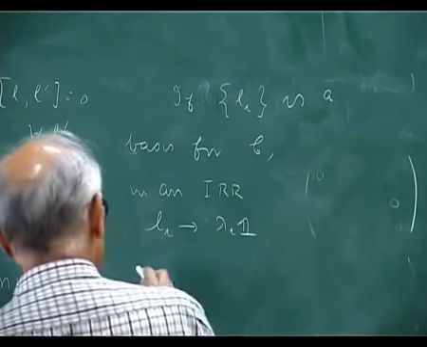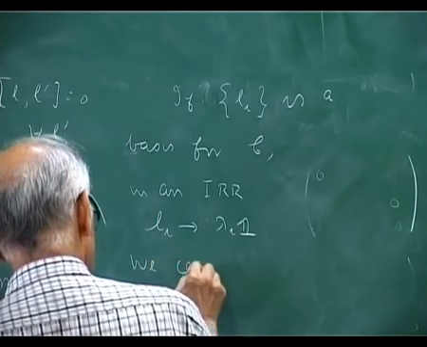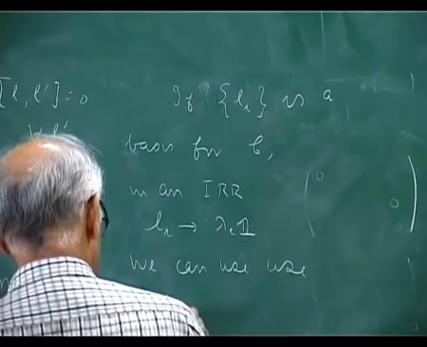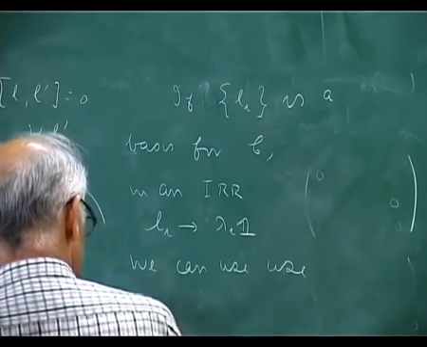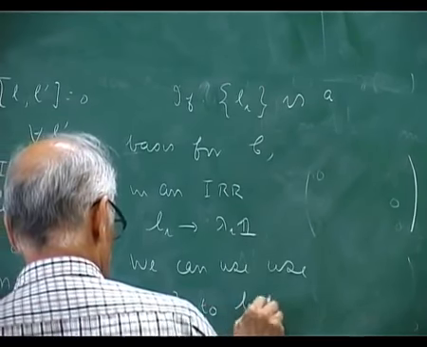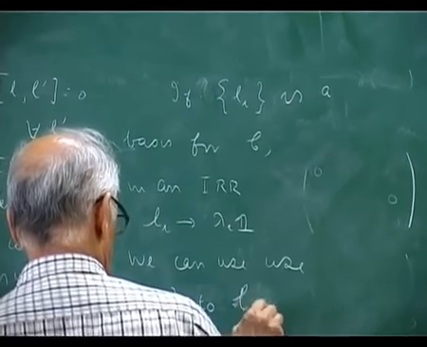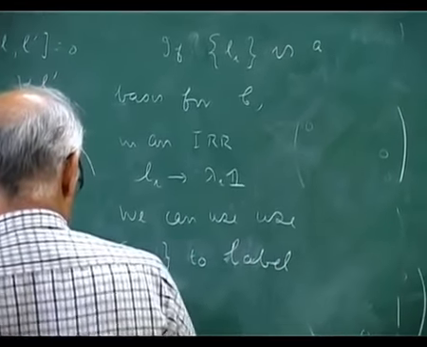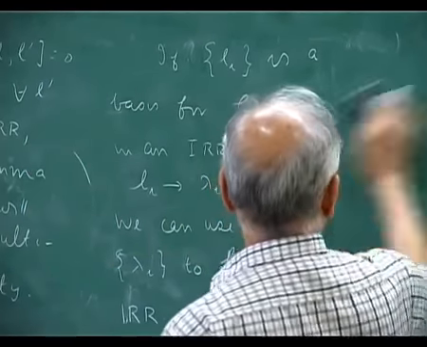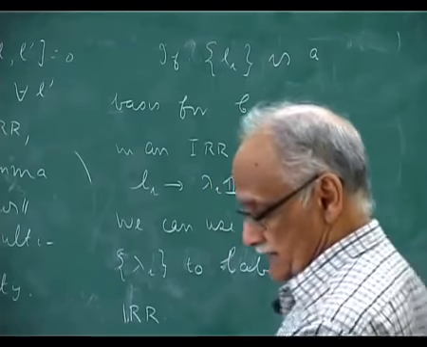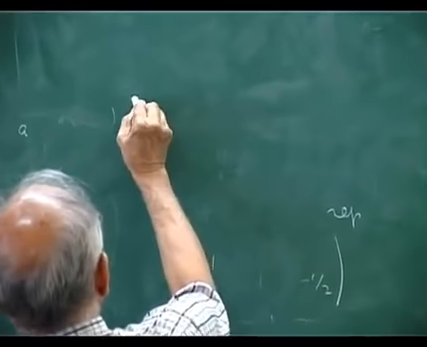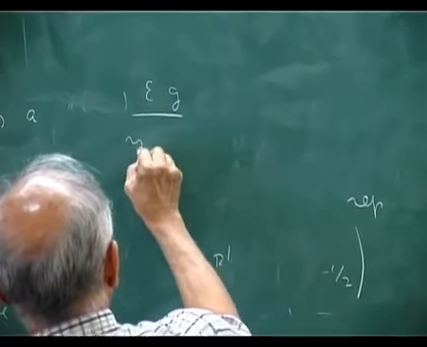So what is the use of this? We can use the set of lambda i's to label IRR. This is a labeling, part of the labeling problem, but let us look at a specific example, namely this is standard example is the Heisenberg example, the Heisenberg algebra.